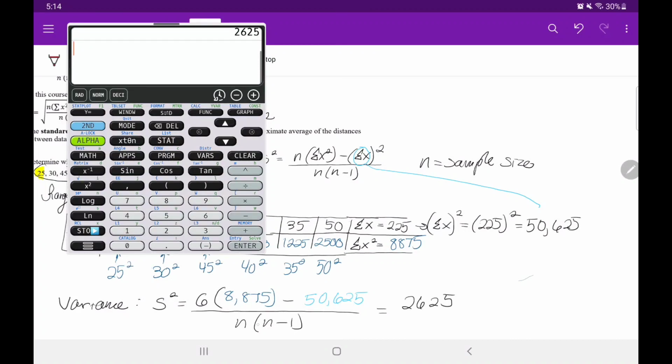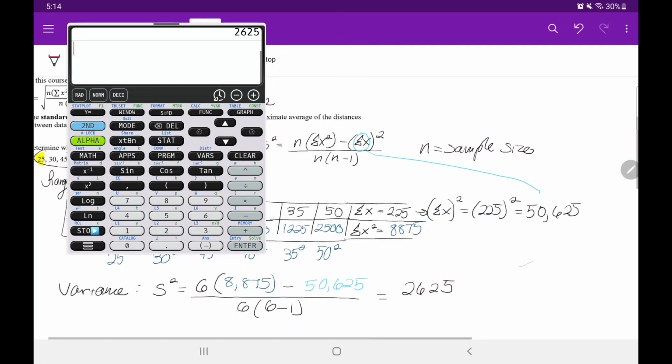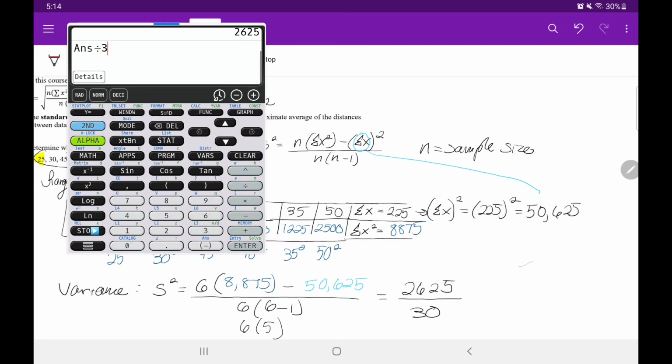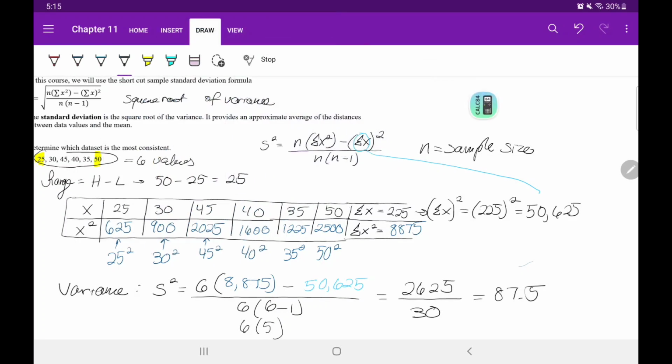Now for my denominator, which I should have done, n is 6. So that's 6 times 6 minus 1. That is 6 times 5. 6 times 5 is 30. Let's divide that by 30. That is going to equal 87.5. That is the variance.